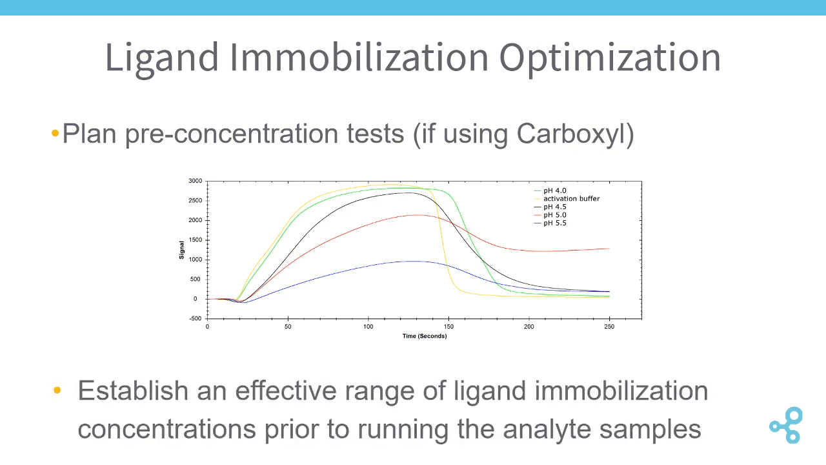Now, another thing that we might find, especially if we're using sensors that aren't carboxyl, so say NTA or one of our other capture coupling sensors, is that we might have to test out a range of different immobilization concentrations. So we usually recommend using between 5 and 50 micrograms per mL. So you might want to start at say 5 or 10 micrograms per mL.